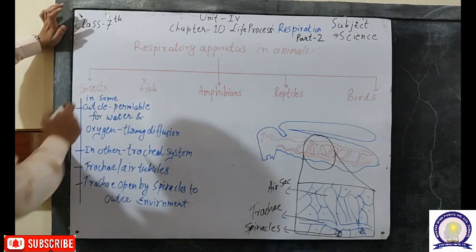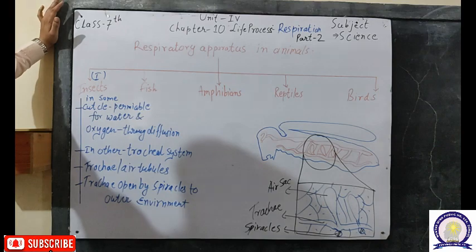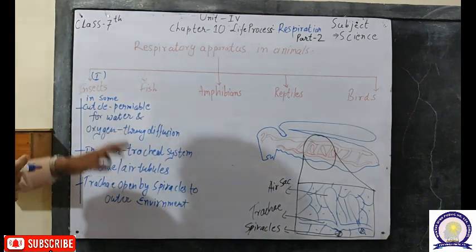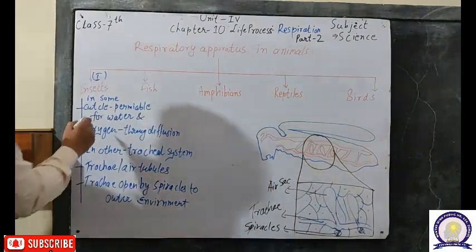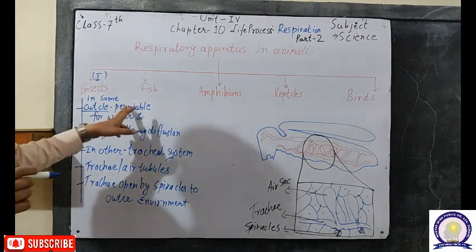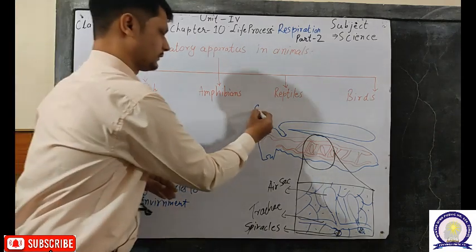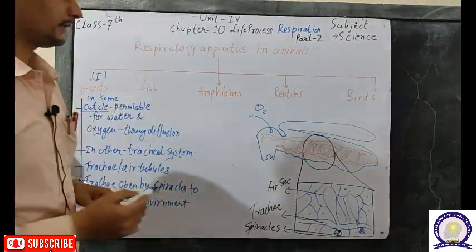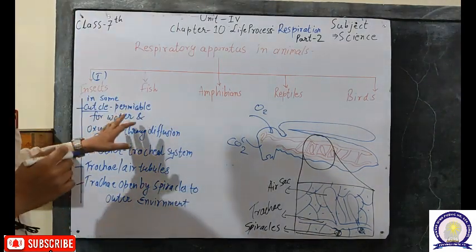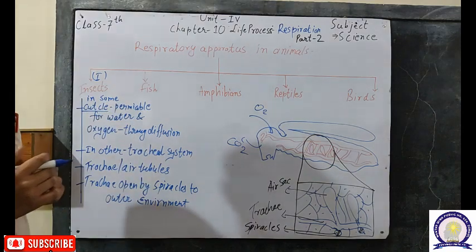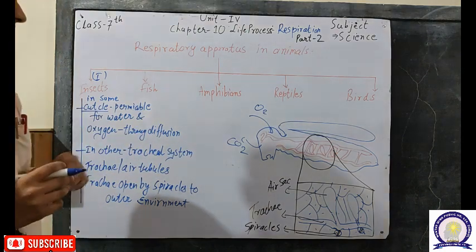So first we discuss insects. How is the respiratory apparatus present in insects? In some insects, their outer body is covered with a special type of material called a cuticle, which is permeable to water and oxygen. So simply the oxygen diffuses inside their body and CO2 diffuses out of their body. So in some insects the cuticle is permeable to water and oxygen, and gaseous exchange takes place simply by the process called diffusion.